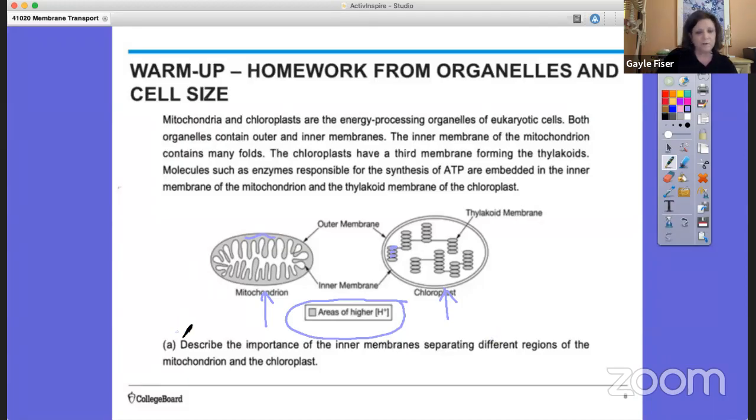Your task verb: describe the importance of the inner membrane separating different regions of the mitochondria and the chloroplast. Not really why, but describe the importance. What is that inner membrane doing? I'll give you just a moment and that'll get my timer started too. Just jot down a quick answer if you're just joining us for the first time. Okay, and I'll let you check the scoring guidelines.